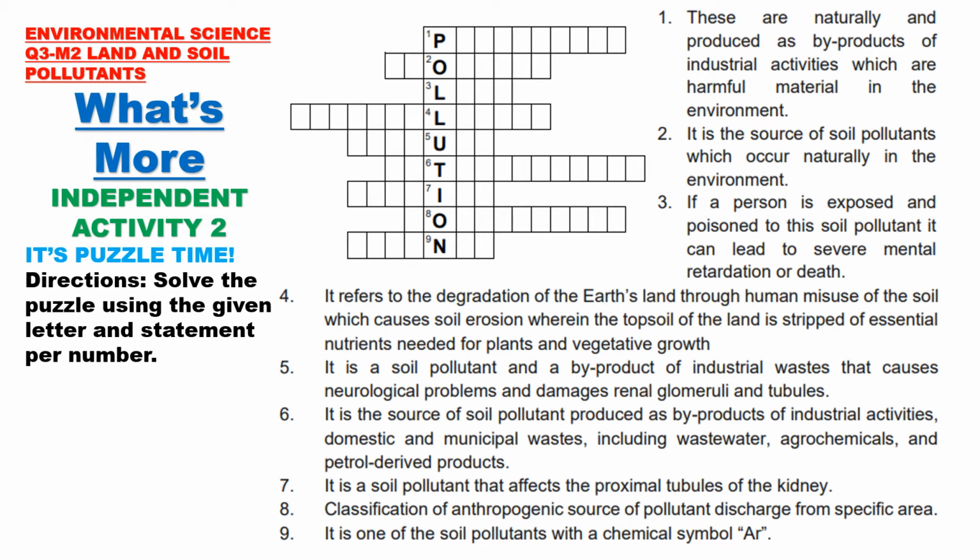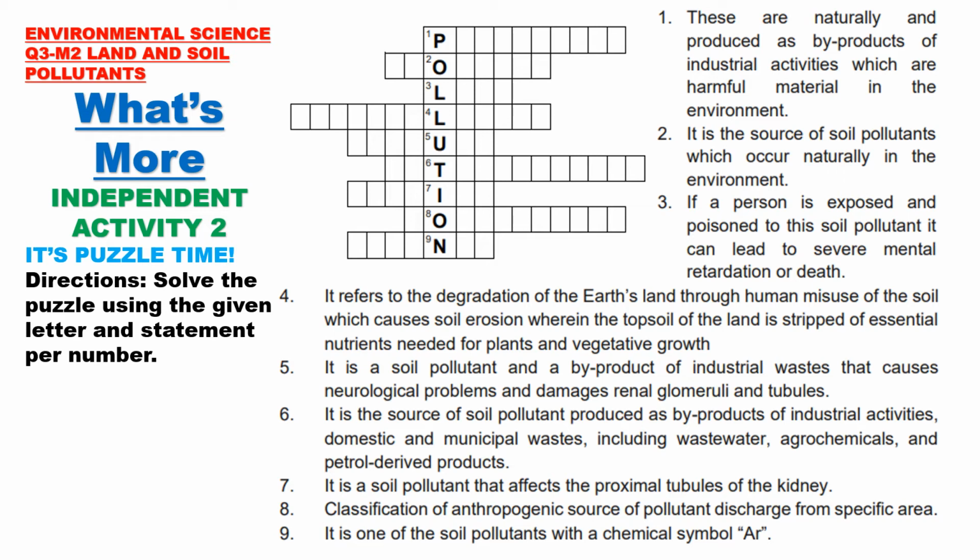2, it is the source of soil pollutants which occur naturally in the environment. 3, if a person is exposed and poisoned by this pollutant, it can lead to severe mental retardation or death. 4, it refers to the degradation of the Earth's land through human misuse of the soil, which causes soil erosion wherein the topsoil of the land is stripped of essential nutrients needed for plants and vegetative growth.